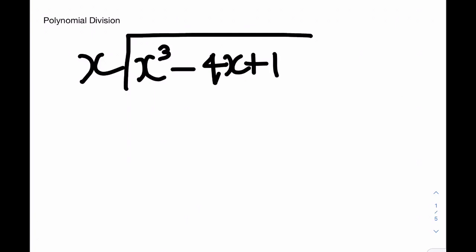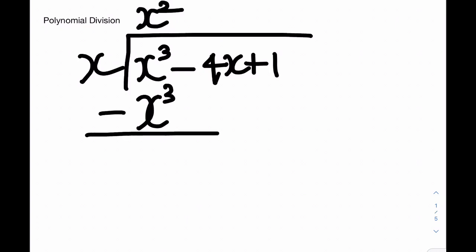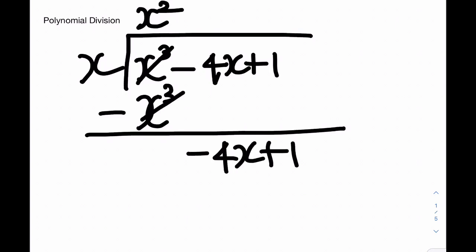So we've got our first problem here: x to the power of 3 minus 4x plus 1 divided by x. Our first step is to see if x can cancel out the x to the power of 3. It can if we multiply x to the power of 2 by x. If we multiply those two together, we get x to the power of 3. And if we subtract that, we get minus 4x plus 1, because these two will cancel out.